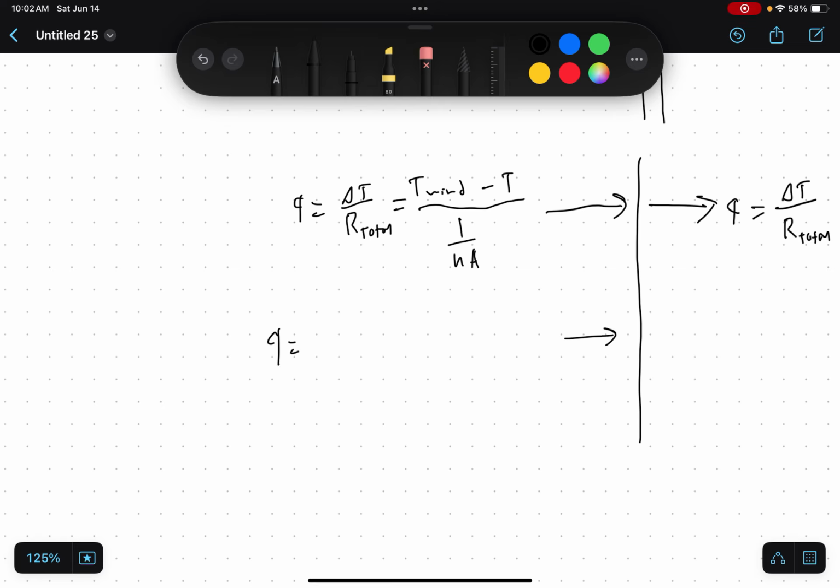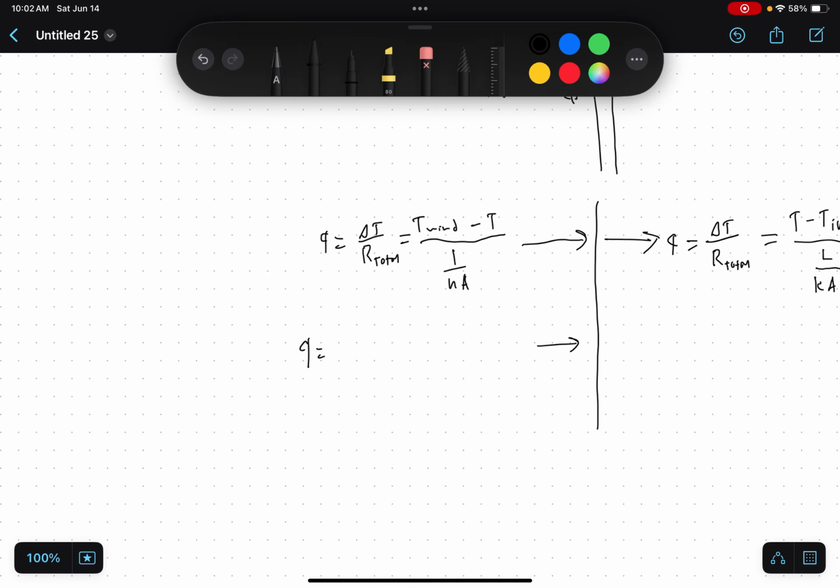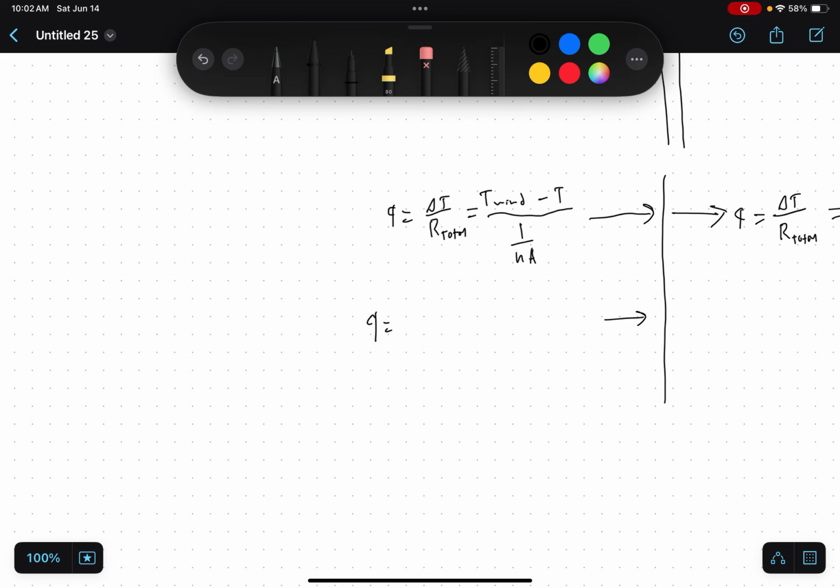Okay, radiation, you can write it in a delta T over R total way, but I'm not going to because it's more complicated. The better way to write it is this is the better way to write it.